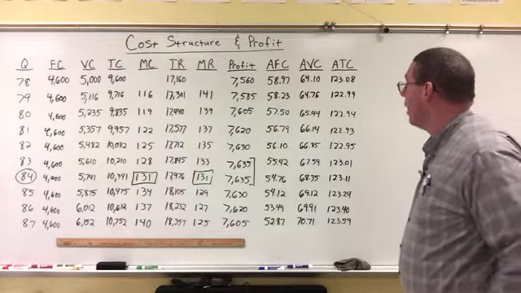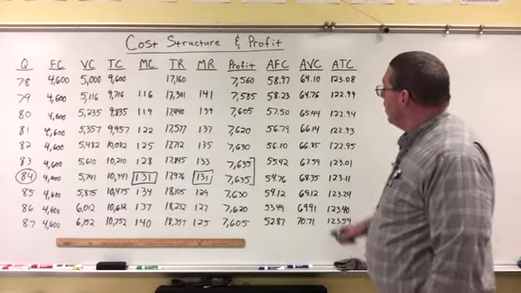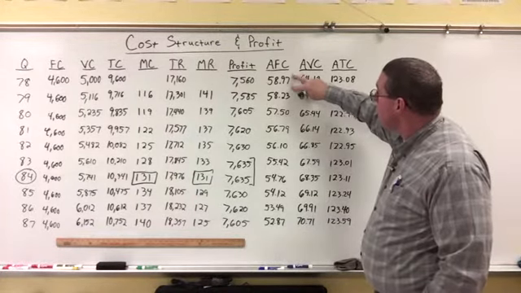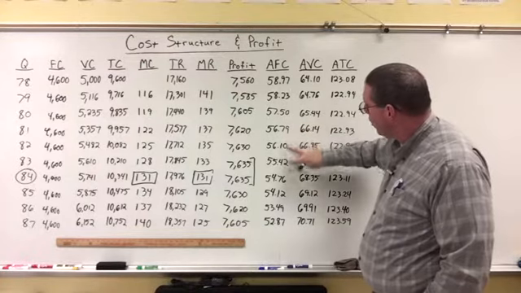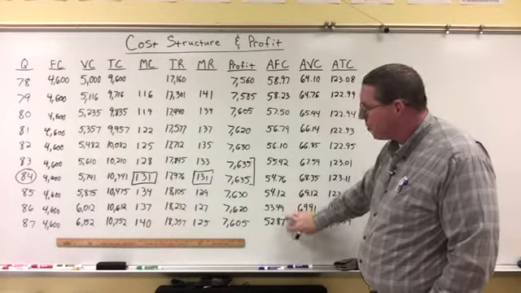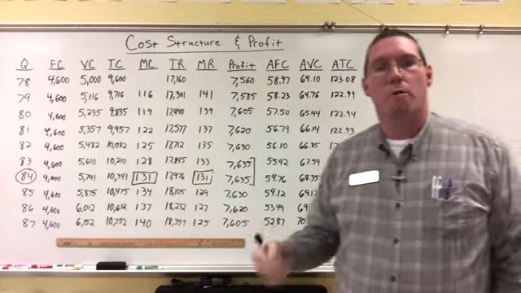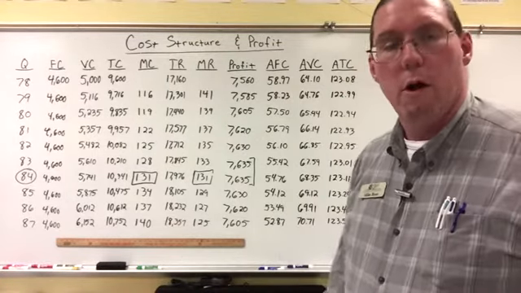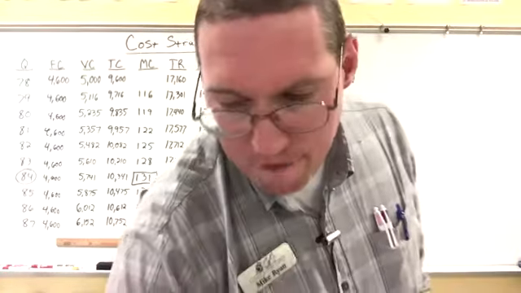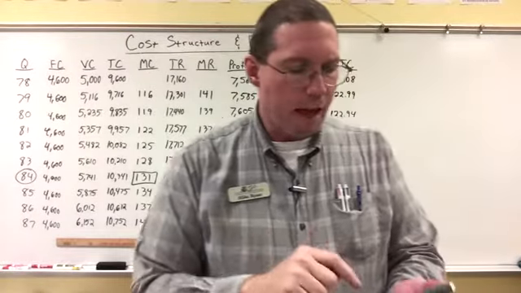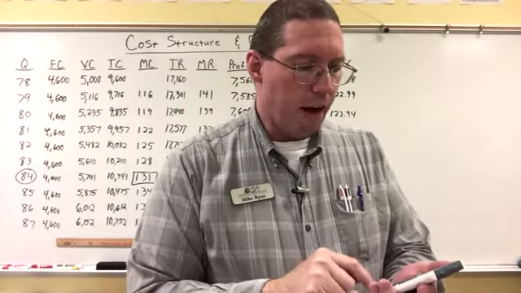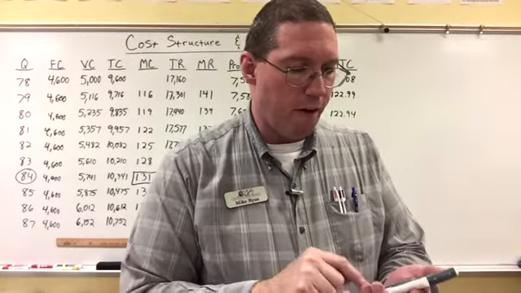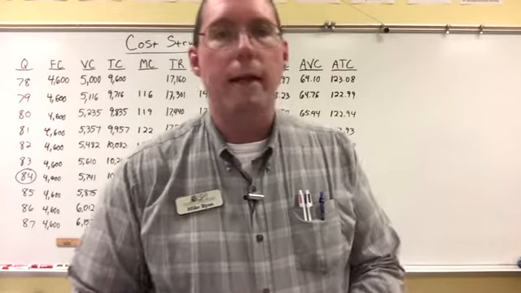So let's look at the patterns here. Like I said, is average fixed cost doing what I said that it would do? Yes, it's decreasing. It's getting smaller and smaller. What if this company produced 5,000 units? Then we would divide 4,600, its fixed cost, by 5,000, and we would get 92 cents.